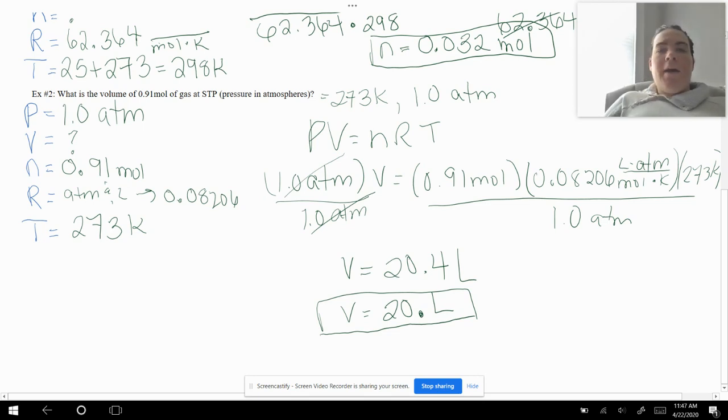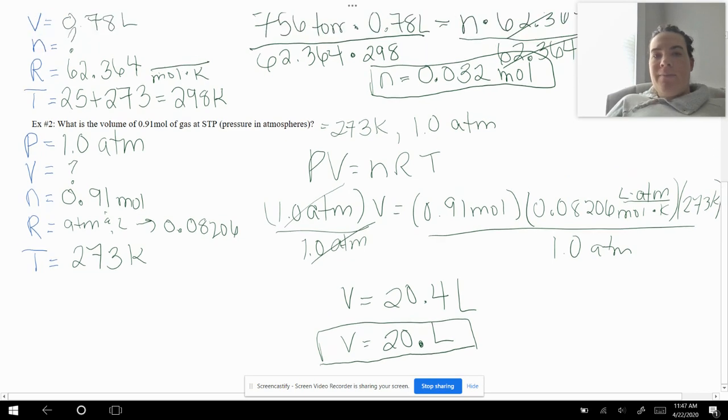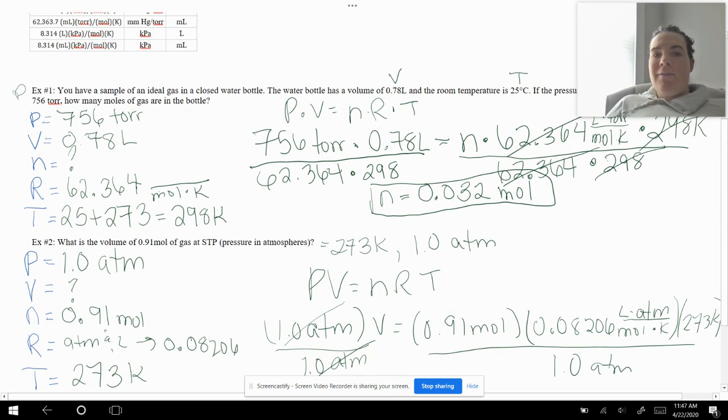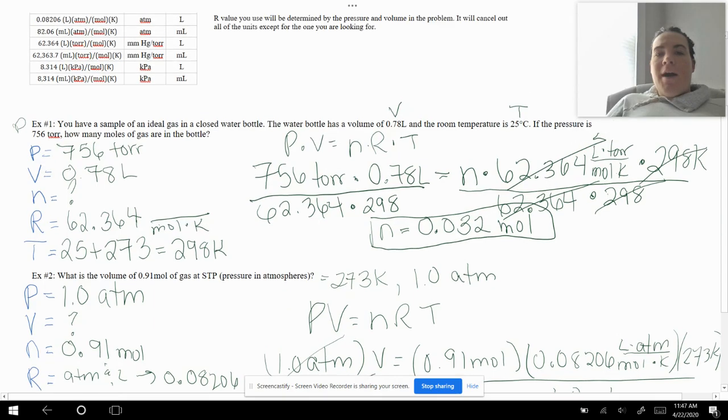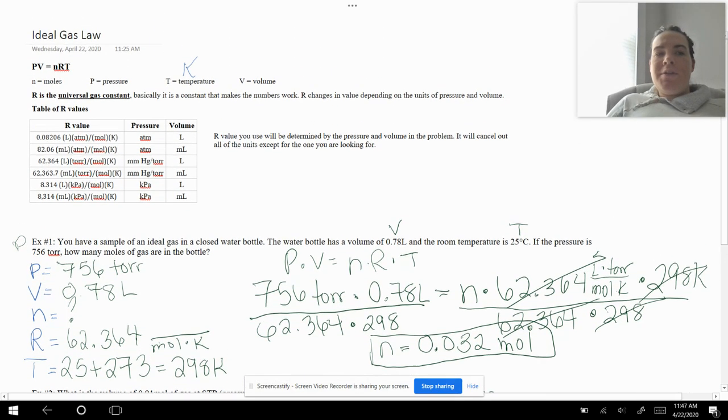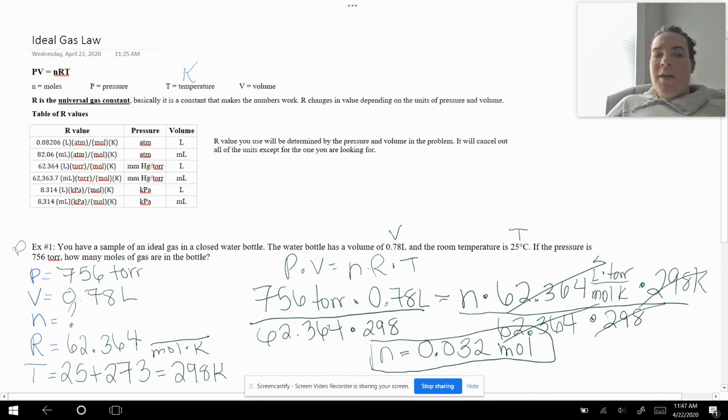All right, so we did one for volume, we did one for moles. You can also solve for pressure or temperature in Kelvin. It works the same way. And again, remember that for the ideal gas law, you know to use it because it's the only one that has moles in the equation.